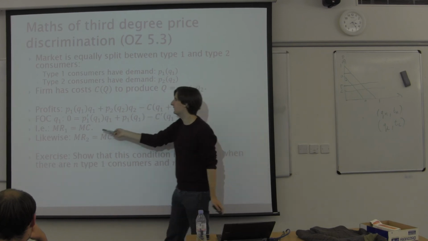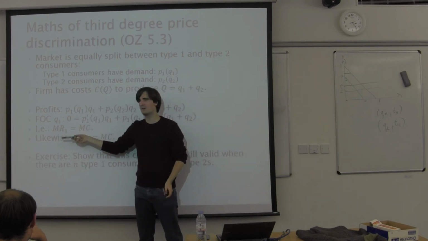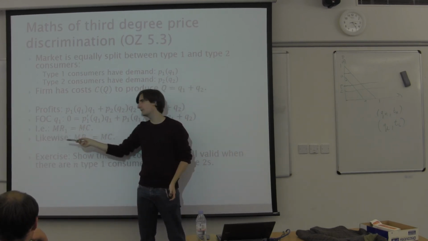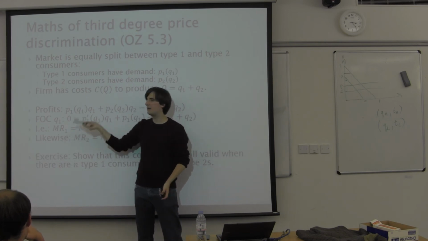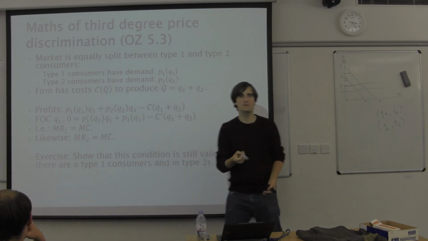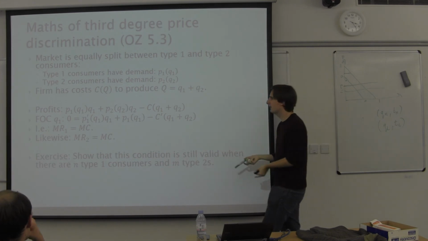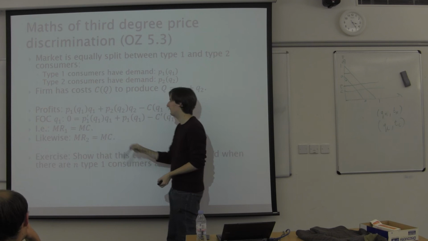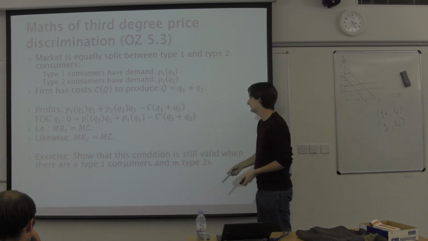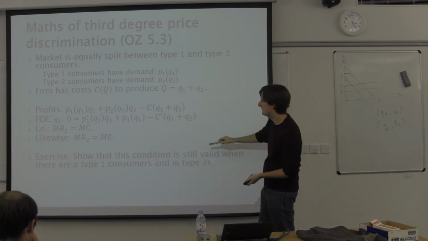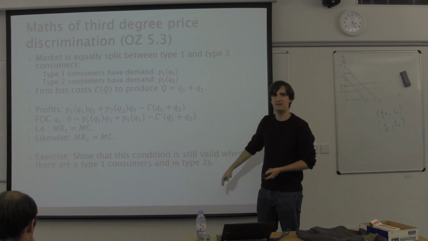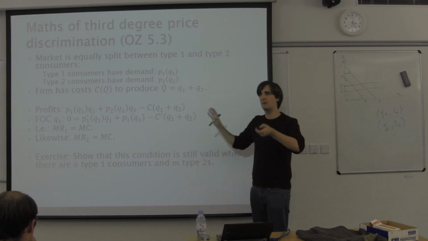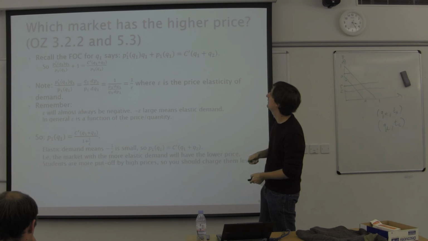So the first order condition is just saying you should set the marginal revenue from selling to type 1 consumers equal to your marginal cost. And you get exactly the same first order condition for the type 2 consumers. So you set marginal revenue for selling to type 2 consumers equal to their marginal cost as well. And there's an exercise there which just says you can have different numbers of the two types of consumers and you still get the same condition.